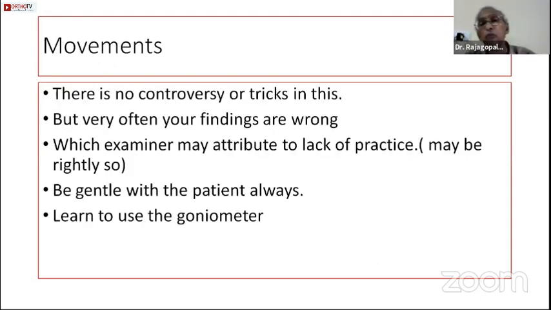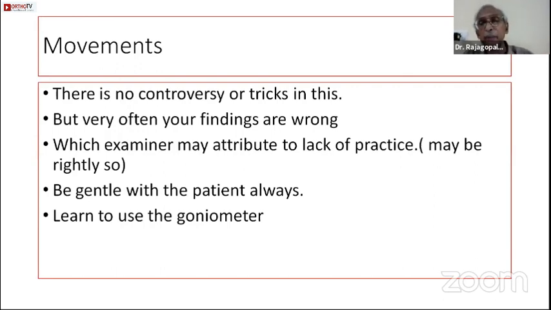Then coming to the range of movements. Quite often in the examination, the findings of the examiner and your findings do not match. It may be because sometimes the patient may not be cooperative, but quite often it is also possible that your findings are wrong because you have not been doing it regularly. There is no controversy or trick in movements. It is a question of practice. How you are able to practice, particularly if the patient is having a spasm, without his knowledge, the joint movements will come down unless you make him relax and take him into confidence.